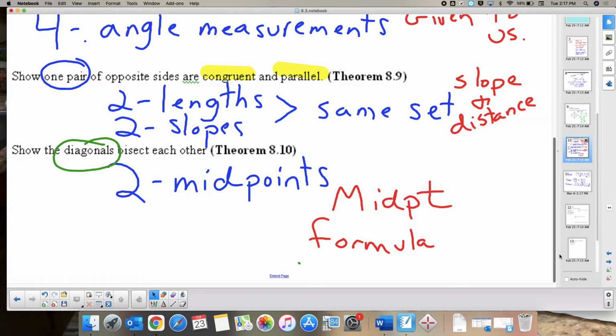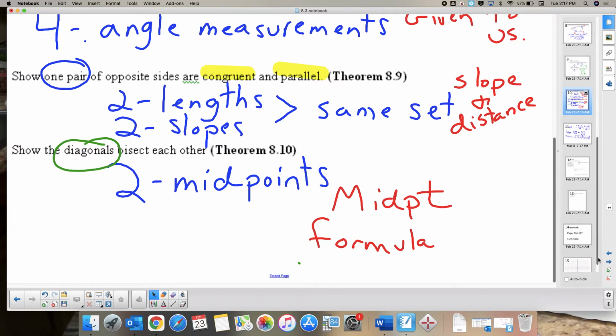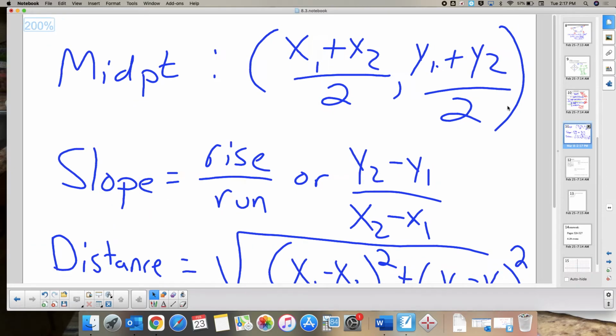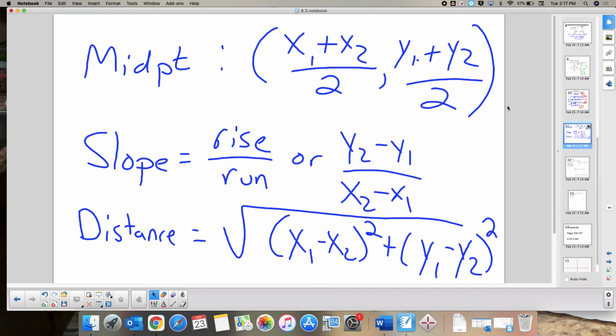Right? If you need any of those formulas, I have them here for you. Here are all three of your formulas: your midpoint formula, your slope formula, and your distance formula. Once again, if you need time to copy any of those formulas down because you do not have them, please pause the video so you can get them copied down.